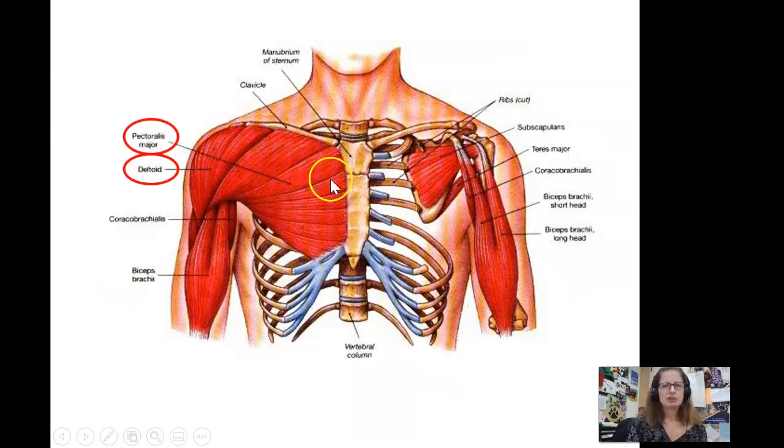So here's just a different view of pectoralis major and then the deltoid muscle. The deltoid muscle you're going to be able to see not only from the front, but you're also going to be able to see from the back.